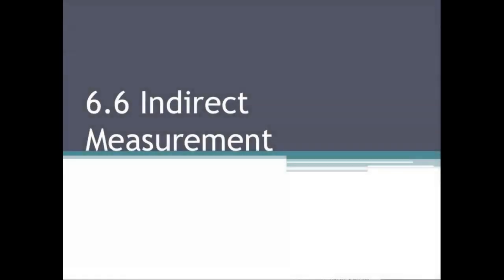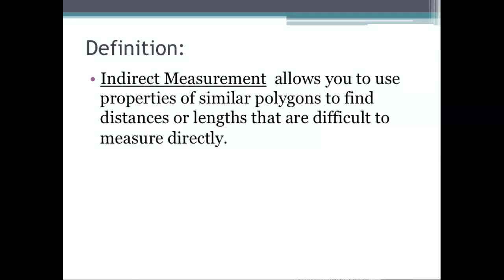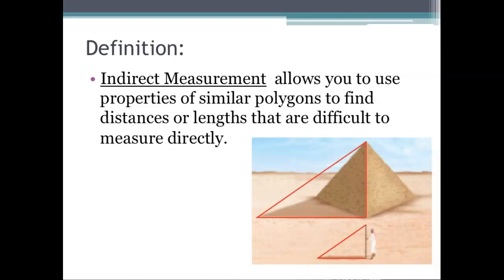We're going to continue our study today on ratios and proportions by talking about indirect measurement. Now, indirect measurement, as the name suggests, is a way for us to measure something that would be otherwise impossible, maybe because our measuring tools are not long enough or because we physically cannot reach certain heights. It allows us to use ratios and proportions in order to measure something. So indirect measurement allows you to use properties of similar polygons to find distances or lengths that are difficult to measure directly. So for example, let's say you're trying to measure the height of this pyramid.